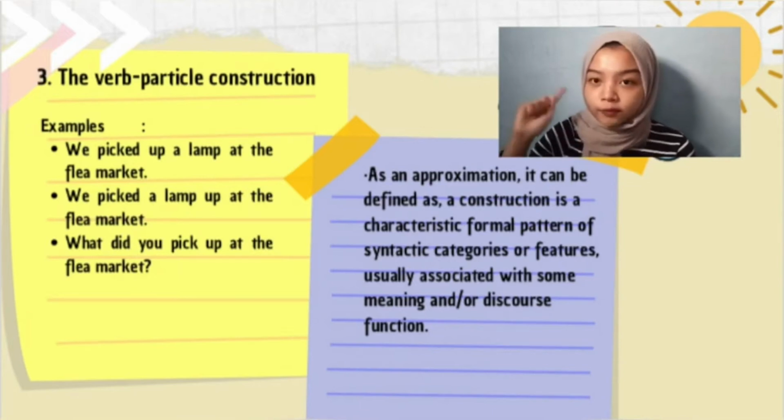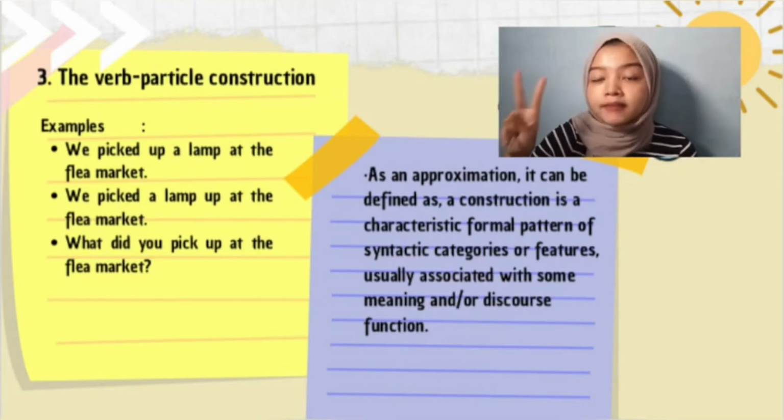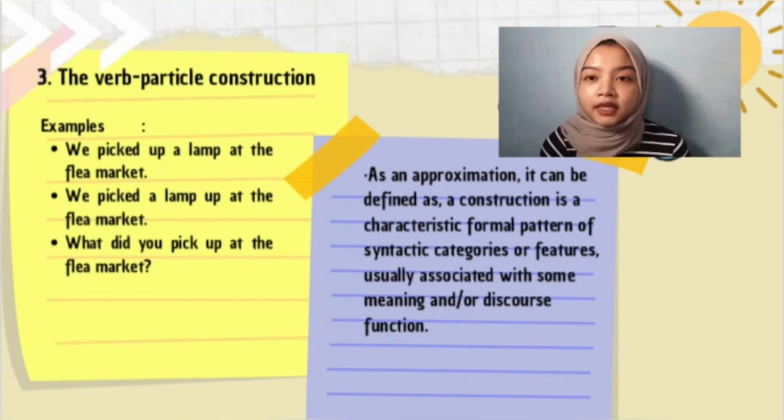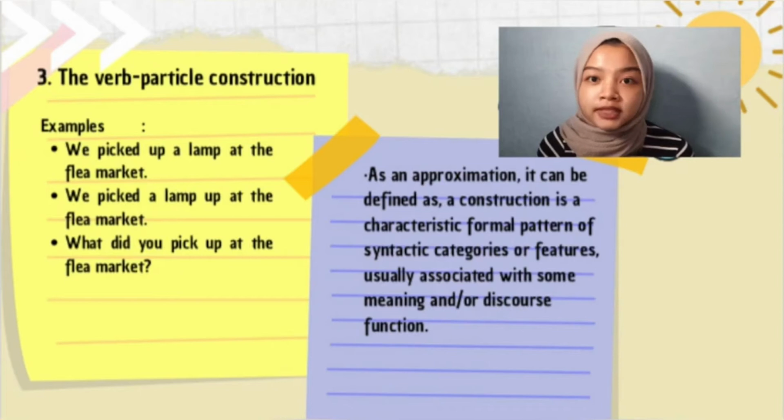The first is we picked up a lamb at the flea market. Second is we picked a lamb up at the flea market. And the third is what did you pick up at the flea market? Many linguists would be inclined to refer to all three sentences as manifesting a single verb particle construction. On the basis of the perceived similarity of the syntax of the three cases, we can say the general consensus would be that these three sentences illustrate the verb particle construction.